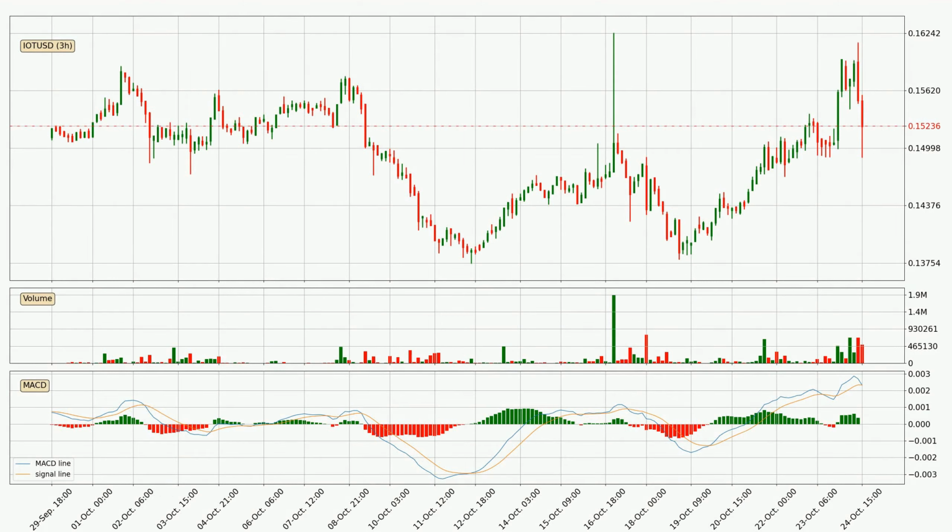Moving to the 3-hourly MACD, the trend is currently going down because the MACD line is below the signal line. The MACD histogram shows that the momentum is currently strong and the price could be expected to go further to the downside.